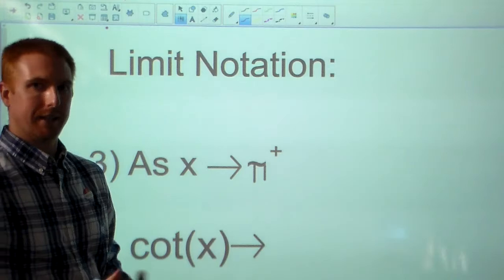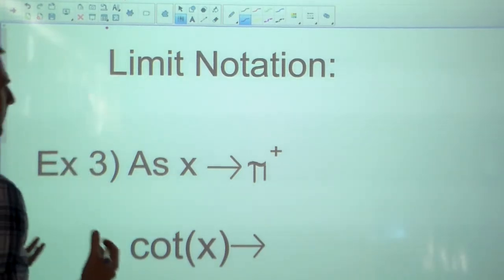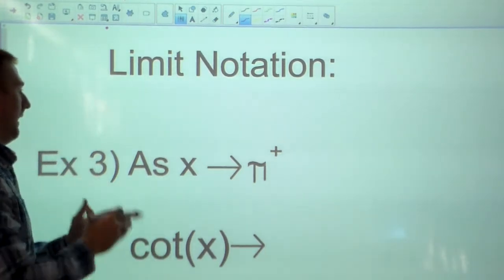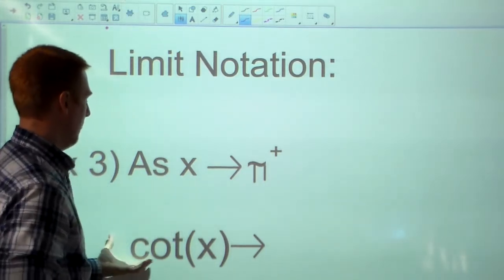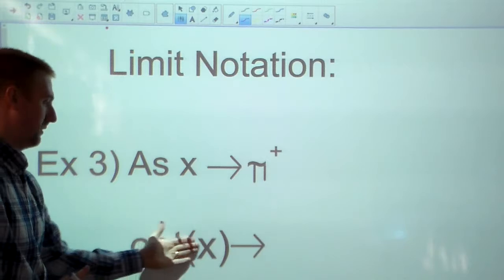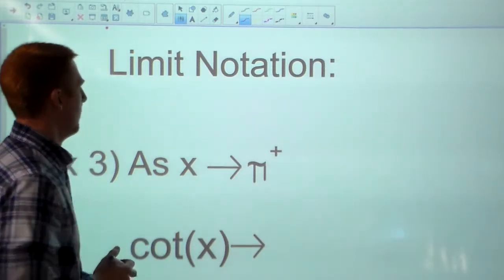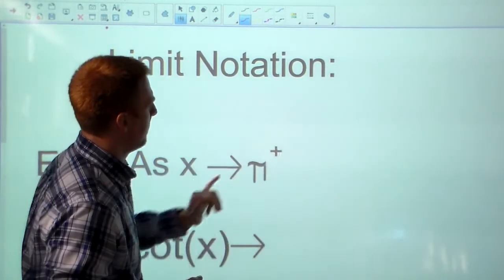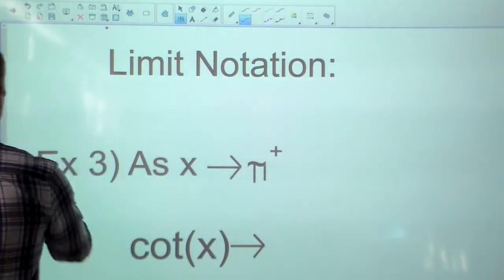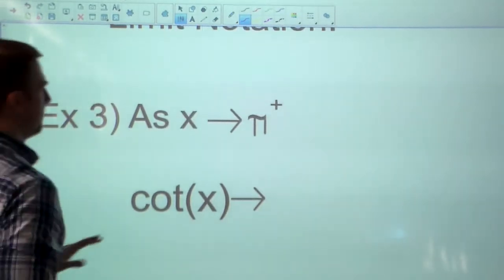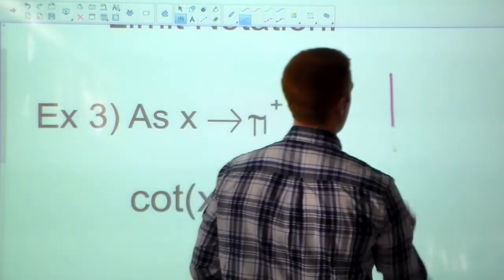Final thing to talk about today is the limit notation. I just want to keep reiterating this idea: as x approaches something, what is your function approaching? In other words, this would be the y value, because cotangent of x would be the function we're looking at. The extra piece here is that this is pi with a little plus sign. So before I get into what that means, let's just take a look at the cotangent function.